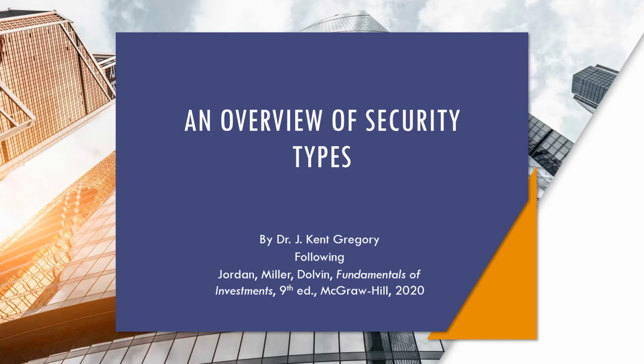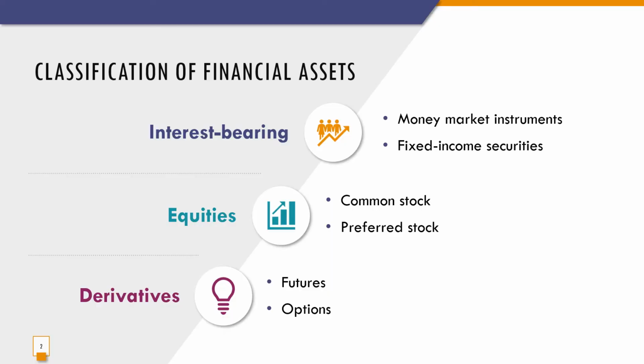We are following Jordan, Miller, and Dolvin's Fundamentals of Investments, ninth edition, and we're continuing on with Chapter 3. So we're now moving into Part 2, and we've just finished covering interest-bearing financial assets as well as equities. We went over money market instruments, fixed income securities, common stock, and preferred stock. Now we're going to talk about derivatives, and specifically for this section, futures.